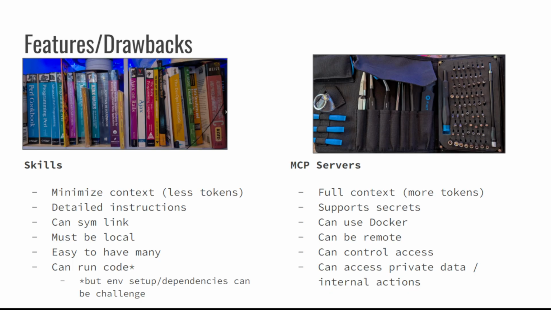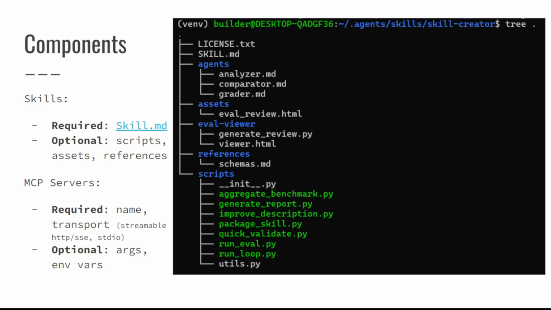So let's break down the components of these. A skill, at the end of the day, just needs a skill.md file. That's the minimum. You can have things like scripts, assets, and references. Here's the skill creator skill, and it's got a lot more, like it has some Python scripts, as you see. But know that those dependencies in the Python aren't necessarily handled with the skill. So you might have an issue about a library not being brought in that you'd have to then figure out with pip.